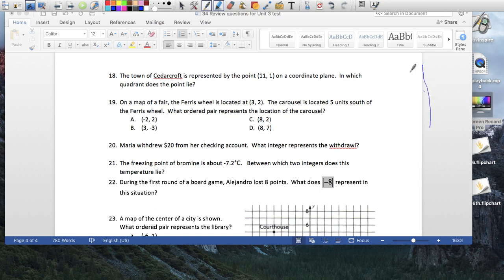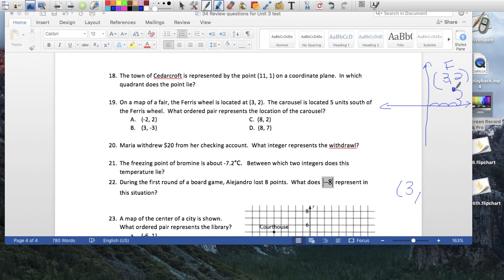Can't make a straight line. Let's try again. And the Ferris wheel is located at 3 and 2, so let me go 1, 2, 3. I'm going to go 1, 2 up. Here's my Ferris wheel on 3, 2. I'll put an F over there for Ferris wheel. And I need to go south 5 units. To go south 5 units, my x coordinate is going to be the same. I'm still going to be on 3 over to the right. I'm just going to go down 5.